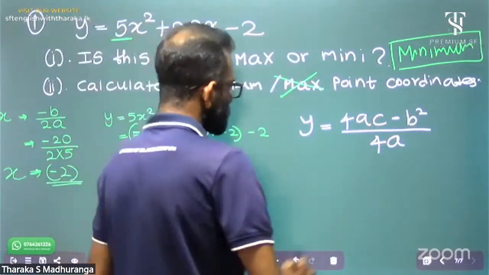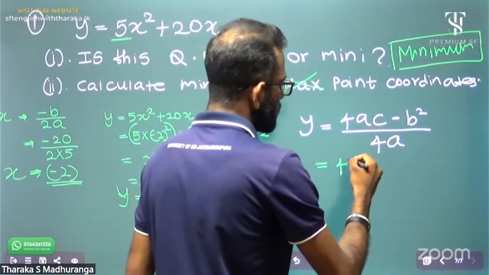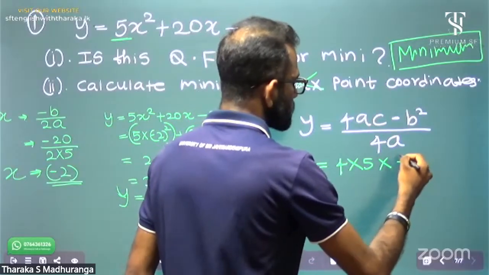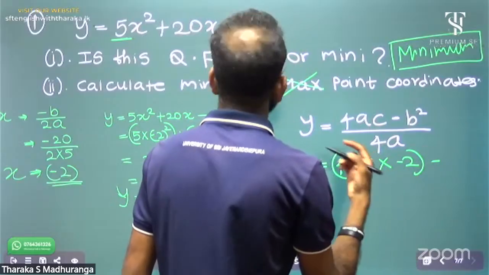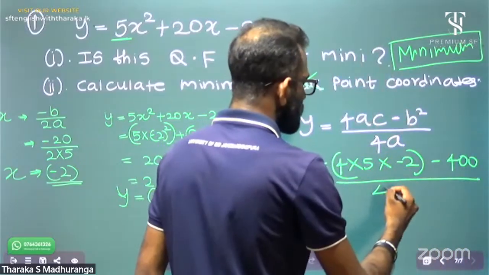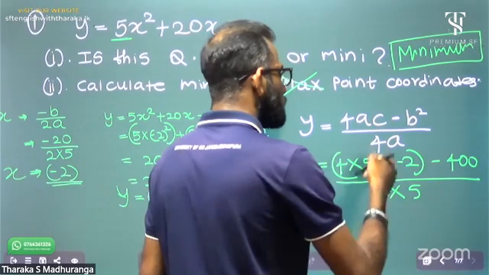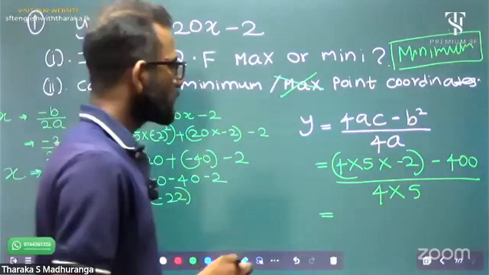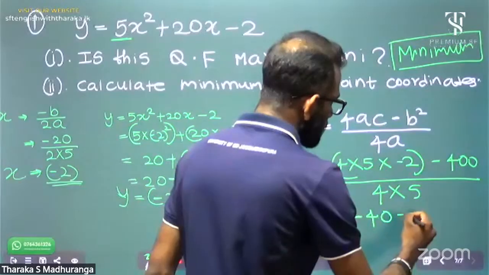Let's substitute. 4ac, 4, a value 5, c value minus 2. Minus b squared, b squared means 400, over 4 into a, 5. Now 4 into 5, it is 20. 20 into 2, 40, minus 40, minus 40 minus 400.